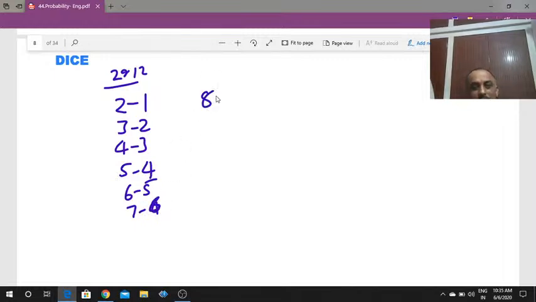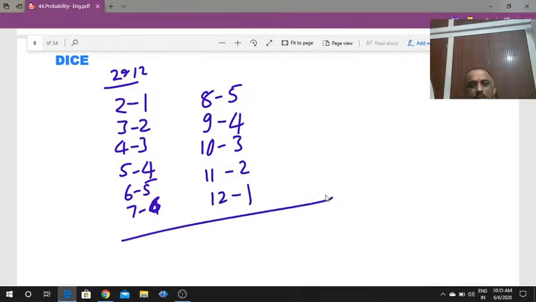8. Sum of dots is 8. How many possible outcomes are there? 13 minus 8. What is 13 minus 8? 5. Sum of dots is 9. 13 minus 9, 4. Sum of dots is 10. Number of possible outcomes, 13 minus 10, 3. 11. 13 minus 11, 2. 12. 13 minus 12, 1. Please remember these values. Okay, if you know these values, then dice based questions are very easy.